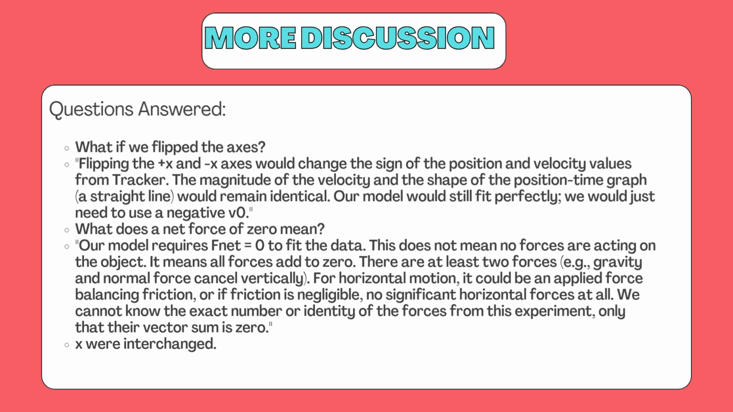What does a net force of 0 mean? Our model requires that the net force equals 0 to fit the data. This doesn't mean that there were no forces acting on the object. It means that all the forces added to 0. There are at least 2 forces, gravity and normal force, that cancel vertically. And for the horizontal motion, it could be an applied force balancing friction, or friction is negligible and no significant horizontal forces were present. We can't know the exact number or identity of the forces from this experiment, only that their vector sum is 0.